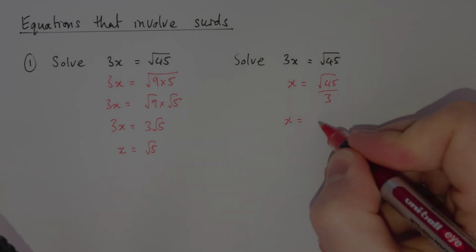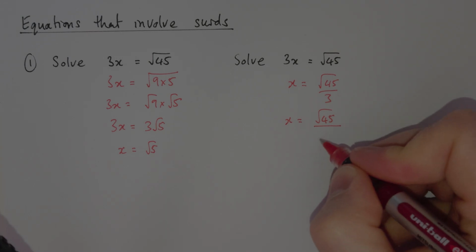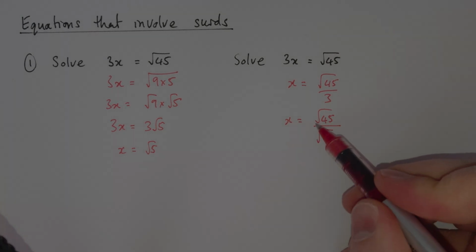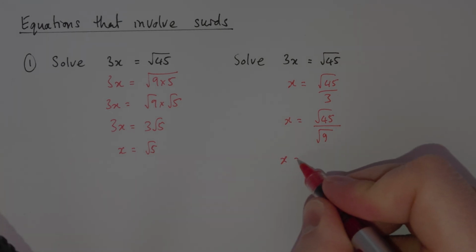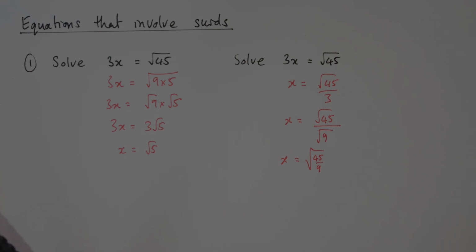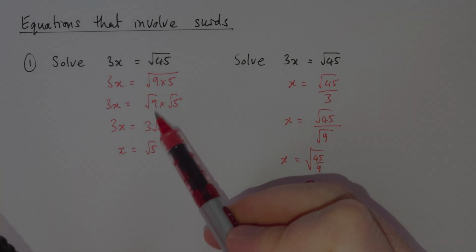I could actually say, leaving the root 45 alone, that 3 I know to be the square root of 9. And they're in separate houses at the moment, but with a division they can move in together if they like. So 45 over 9, and 45 divided by 9 is 5. So there's another way.